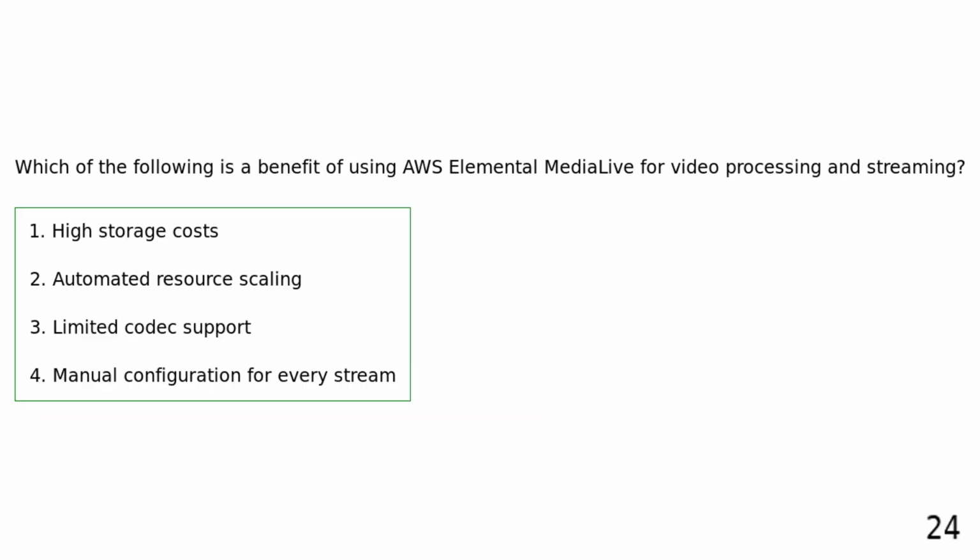Which of the following is a benefit of using AWS Elemental MediaLive for video processing and streaming? High storage costs. Automated resource scaling. Limited codec support. Manual configuration for every stream. One of the benefits of using AWS Elemental MediaLive is automated resource scaling, which allows users to dynamically adjust resources based on demand, improving performance and efficiency.